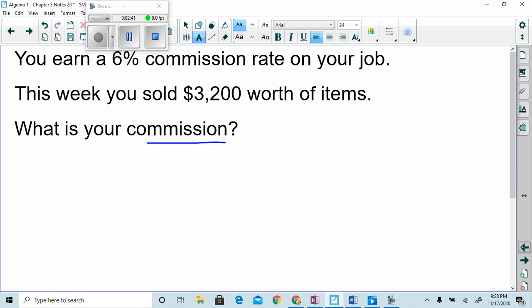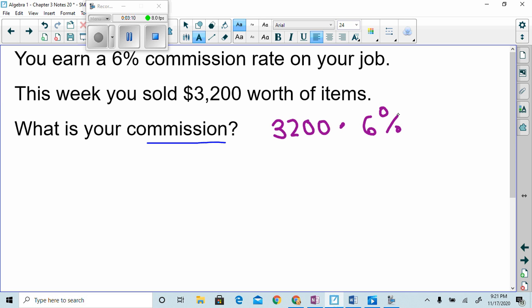Here's a commission problem. We talked briefly about commission being the amount of money you earn based on sales. Well, you sold a total of $3,200 worth of merchandise. What is your commission if you get a 6% commission? So this one doesn't require any adding or subtracting. Once you're done, you just simply take this amount of sales times your commission, which is 6%.